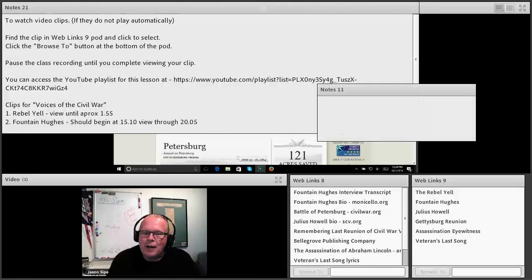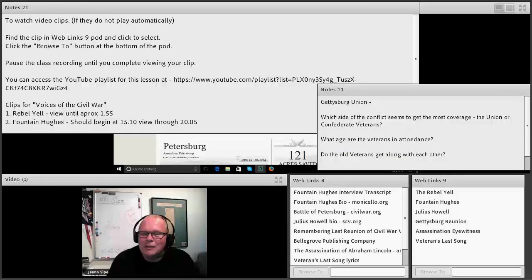I do think I'm kind of fascinated by this. Which side seems to get the most attention? Which side seems to have people most curious? What age are the veterans in attendance? Are these guys my age, in their 40s? Are they guys in their 60s? And do the old veterans get along with each other? I think this is really fascinating: the relationship and the attitudes the northern and southern veterans seem to have towards each other.